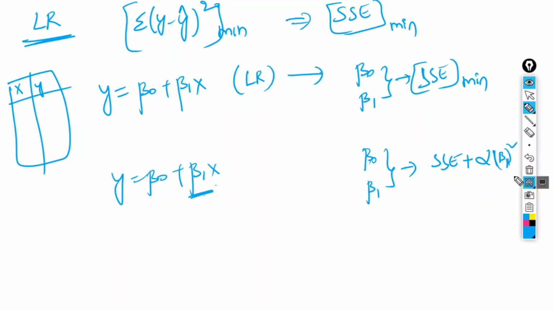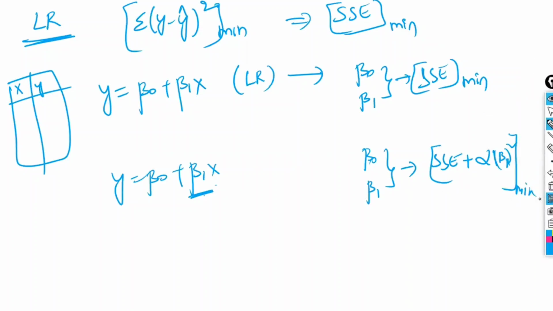Is that clear? This value should be minimum. We have to identify in such a way that the sum of the squares of errors plus alpha into beta 1 into slope square is minimum. Sir, can you explain in detail?